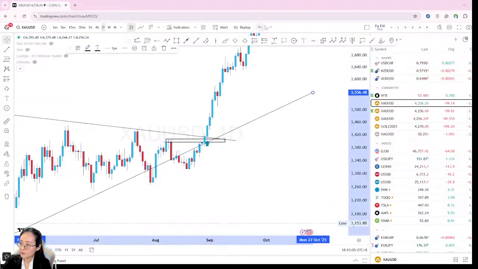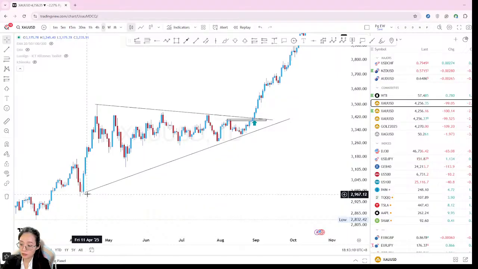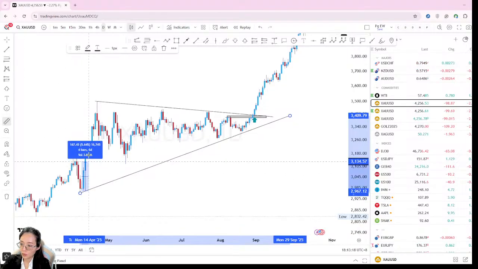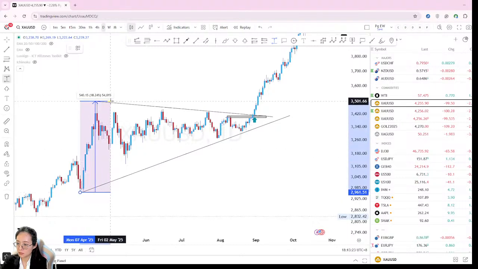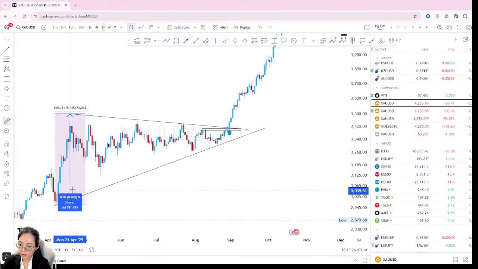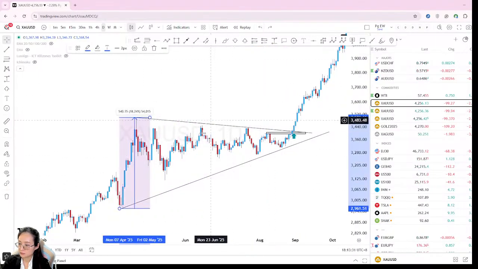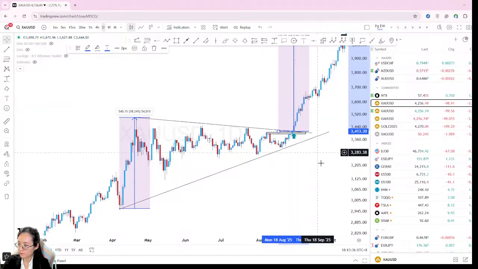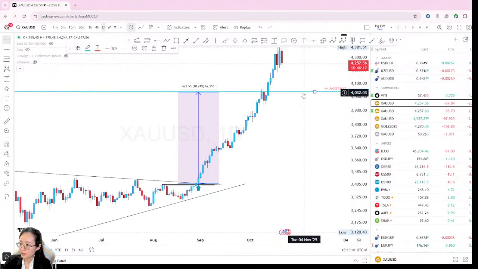And they break out of the triangle. The first TP for the triangle is the length of the triangle from the widest part, from here to here, right? You just copy it, and then you place it here when it breaks out. So price, this is your TP, and it gives you the take profit.